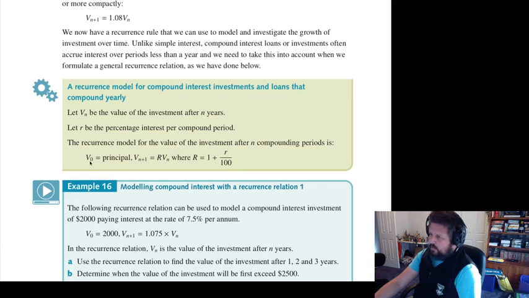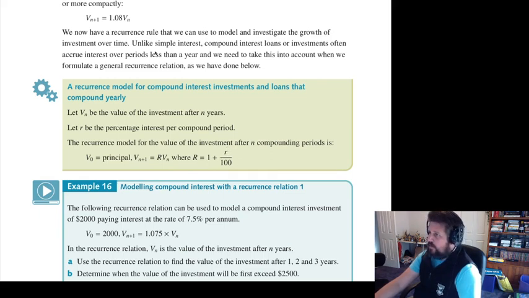We've spoken about this before. V0 is the starting value or the principal value. The formula for these geometric compounding questions is Vn+1 = R × Vn. So the next value is equal to the ratio times the current value. What you do need to know, and I would highlight this, is how to get that R value. The R value is 1 plus the interest rate as a percentage over 100.